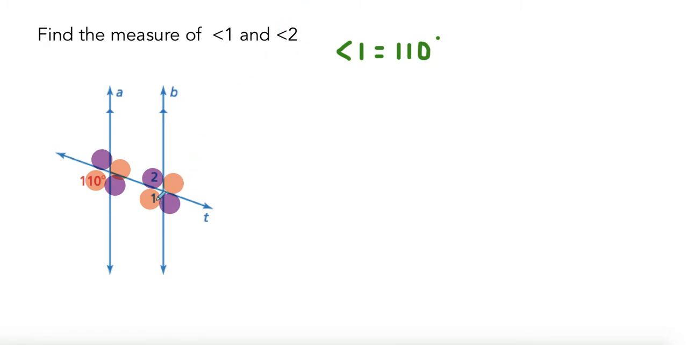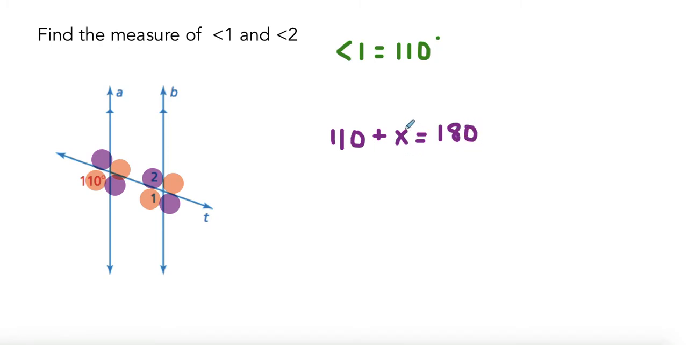I notice that angle 1 and angle 2 are side by side of each other, and they form a straight line together. So these two angles are supplementary of each other. To solve for the missing value, I need to set up my equation. If these two angles are supplementary to each other, I know the measure of angle 1 plus the measure of angle 2 is going to equal 180 degrees.